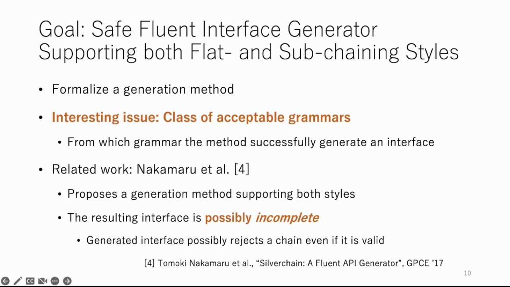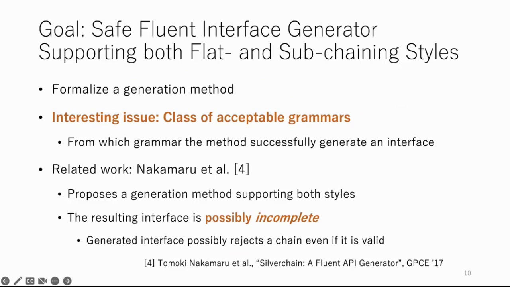So our goal is to formalize a method to develop a safe Fluent interface generator that supports both styles. An interesting issue is the class of acceptable grammars. So from what grammar does our method successfully generate an interface? If the grammar class is not clear, and if a library developer fails to generate an interface, then it is difficult to regenerate the library code.